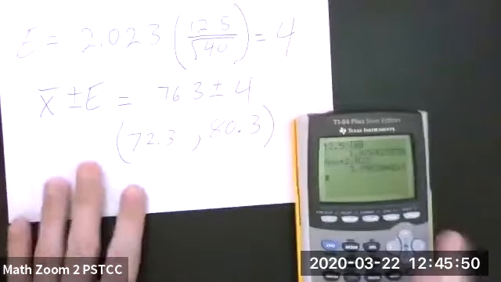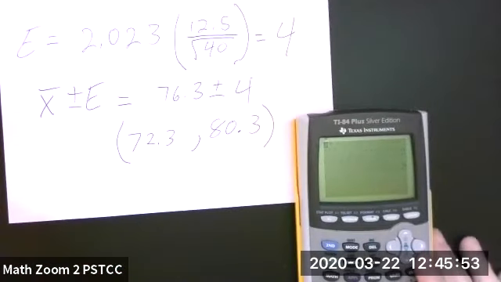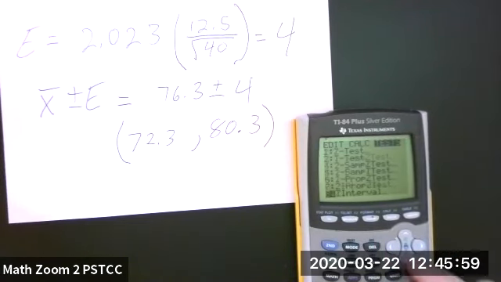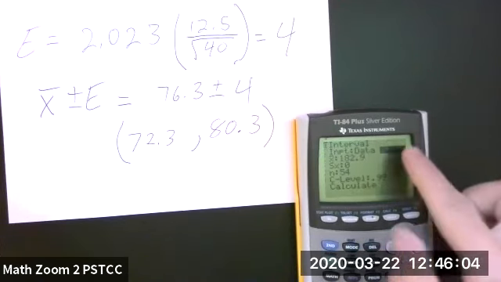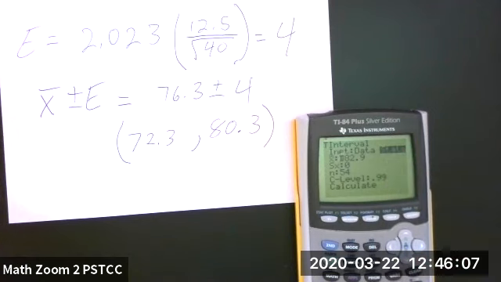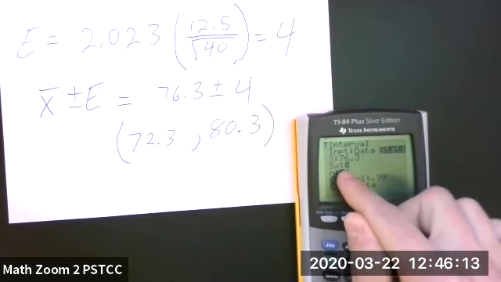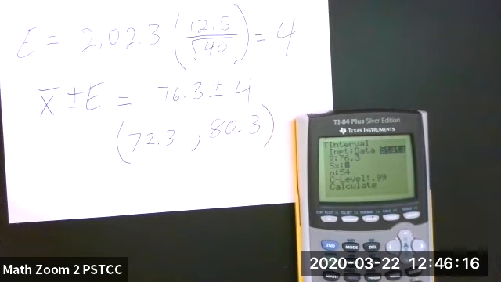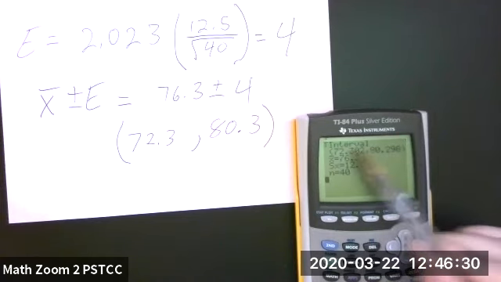Now, if we go to the calculator, go to Stat, Tests, we need to scroll down, and we're going to use T interval this time. Again, you want it on Stats. The sample mean was 76.3. This S sub x is our sample standard deviation, 12.5. Sample size was 40. Confidence level was 95%. And there's our solution.